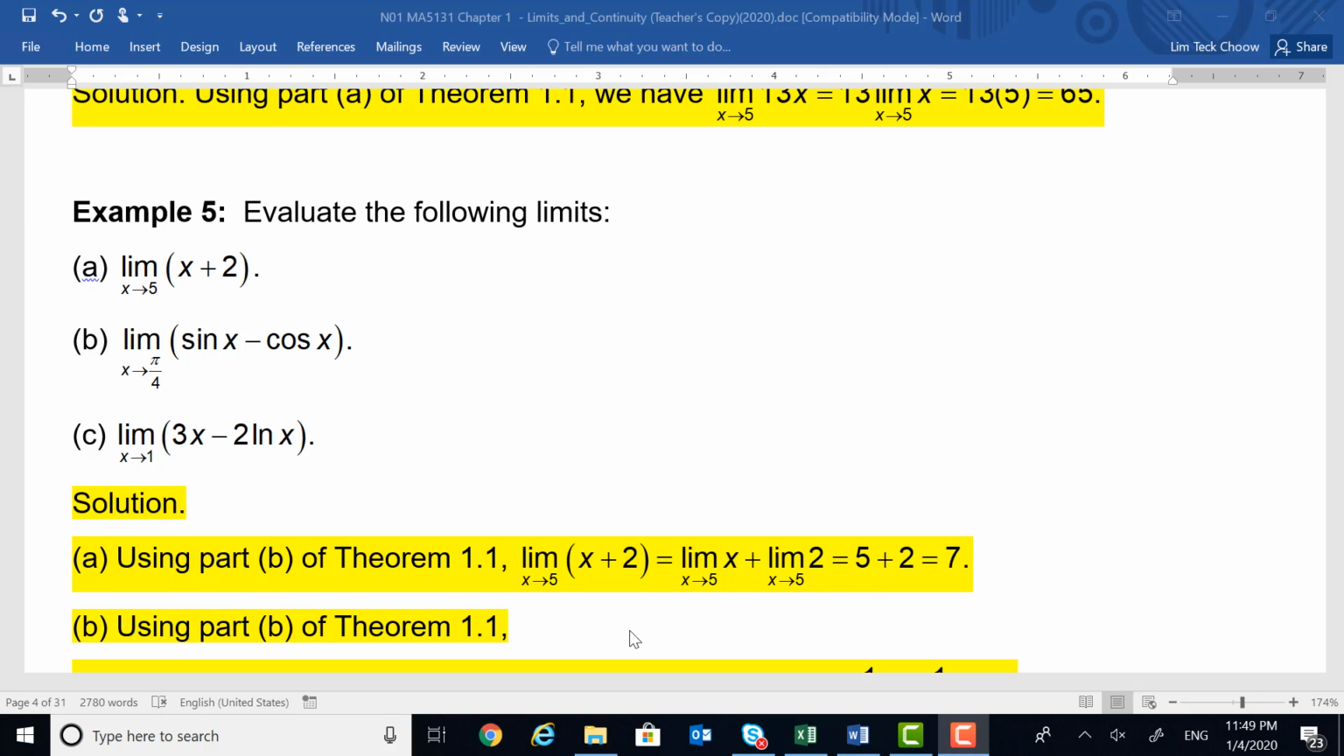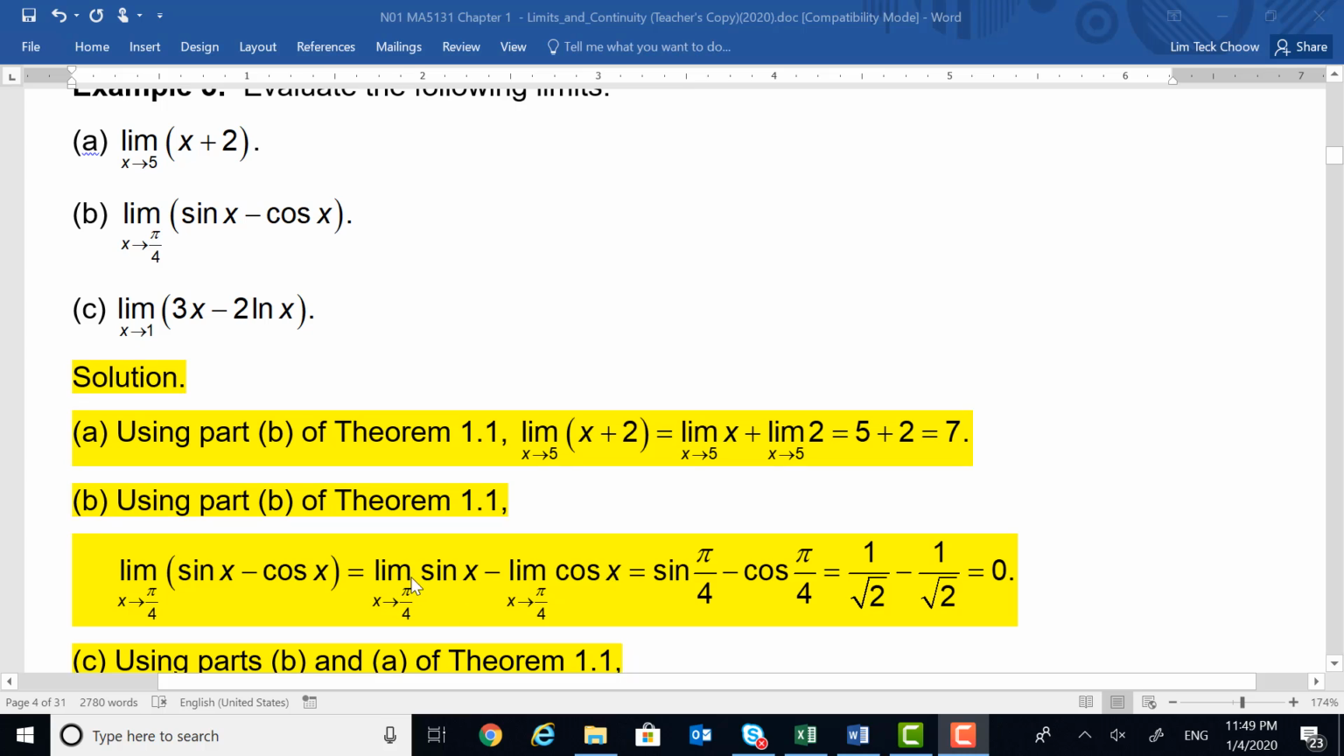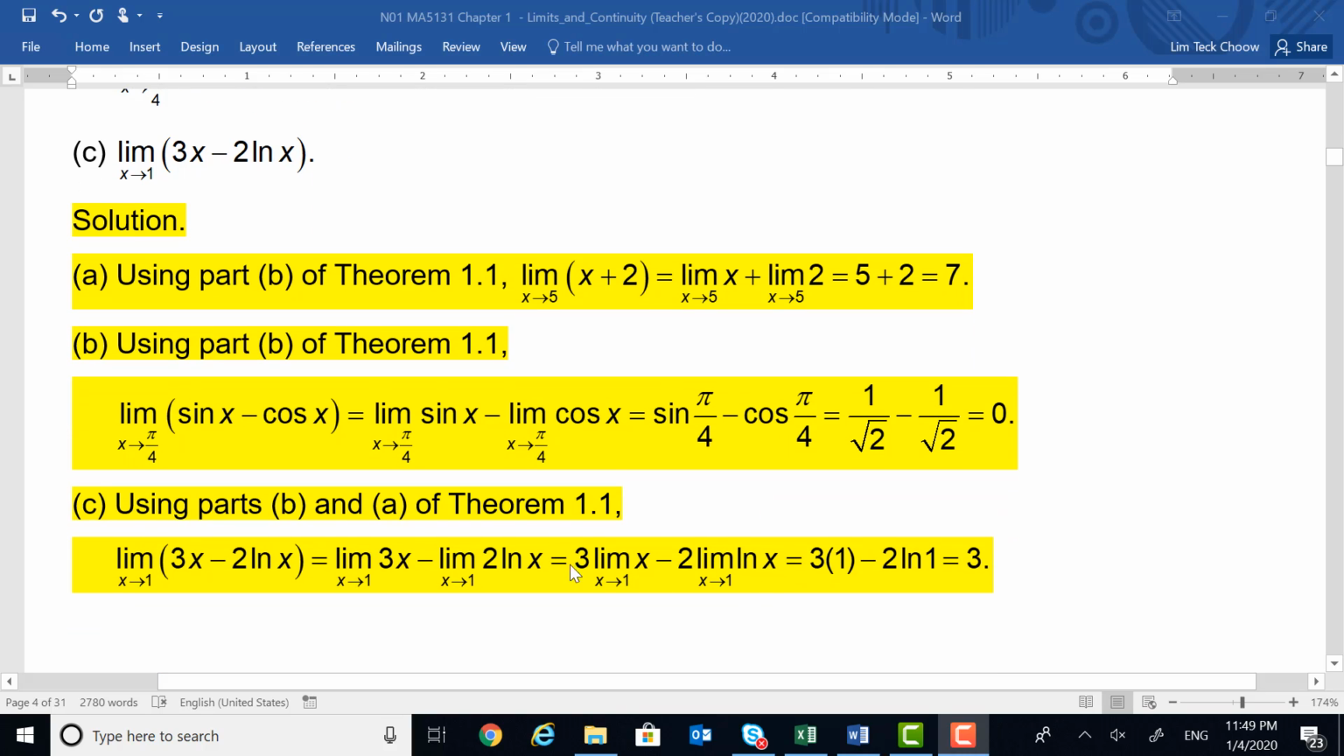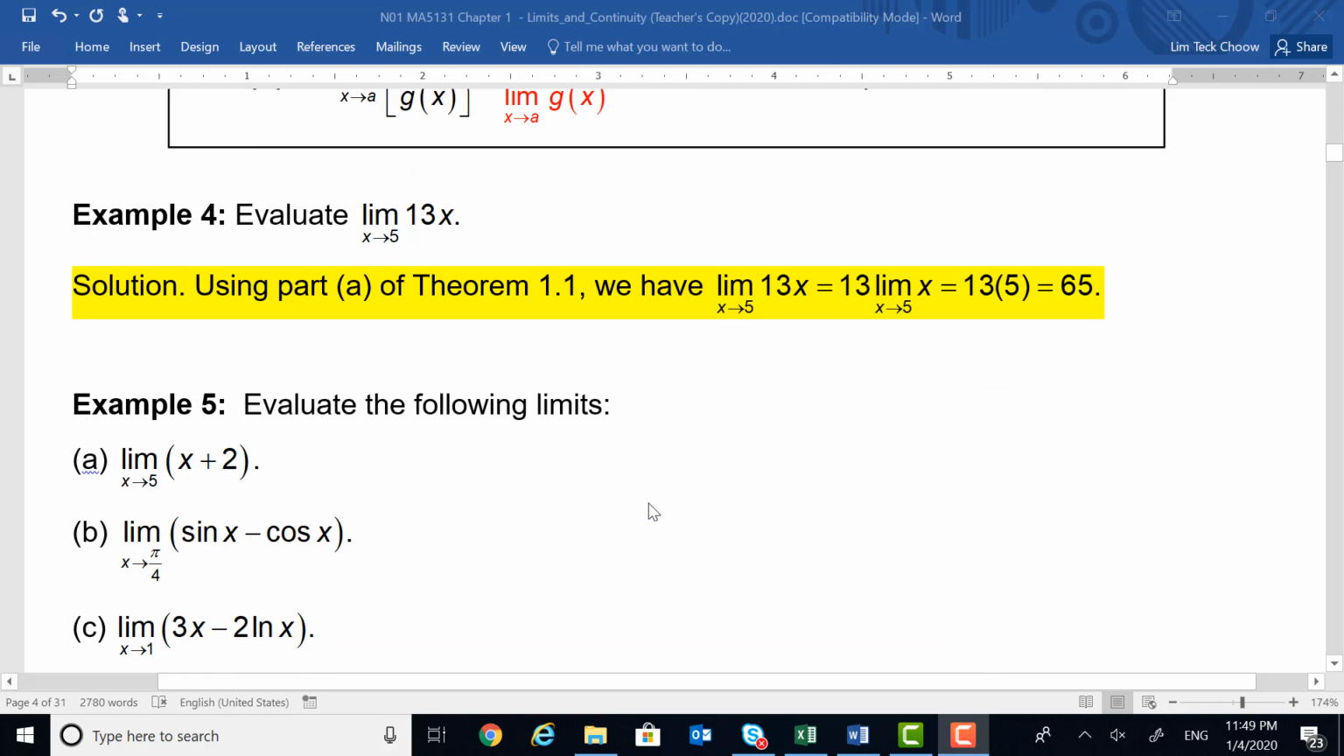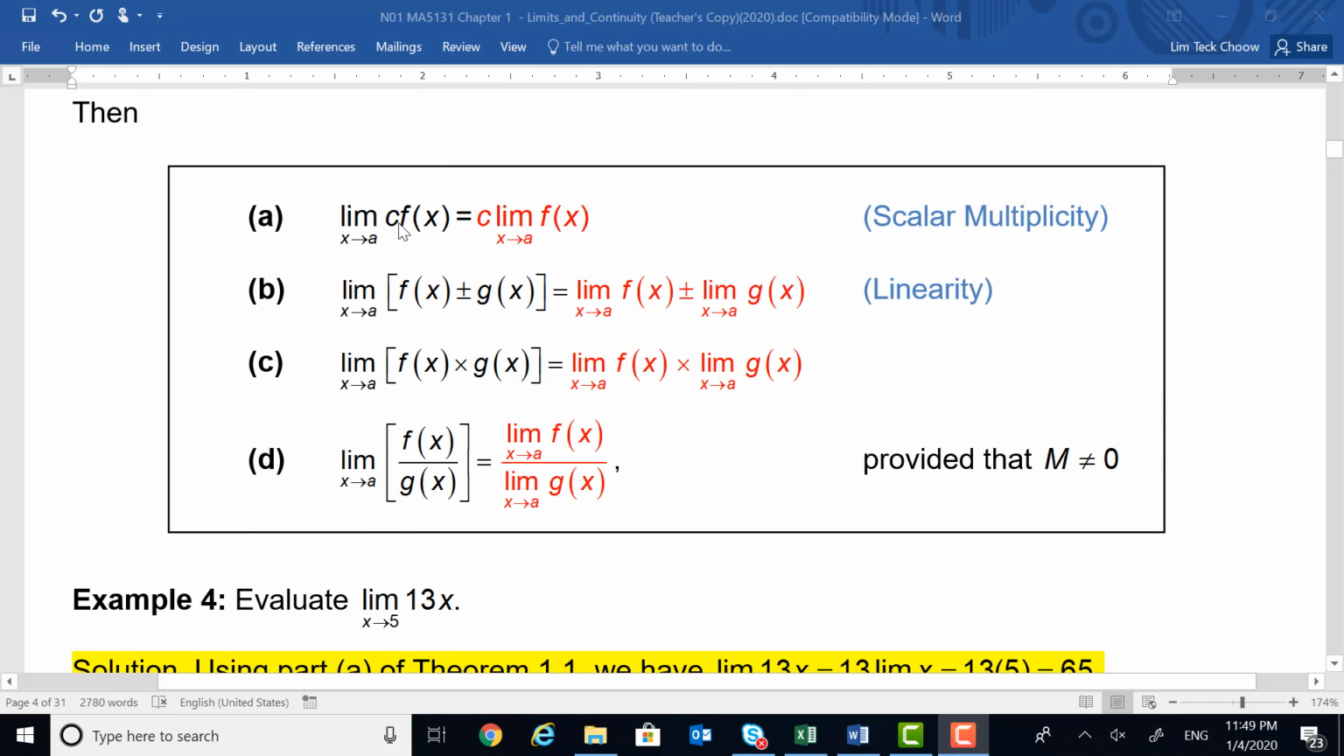And then likewise for part B, you can break them up into two limits, and individually you compute the limits, and then you get this answer. And likewise for part C, I can first and foremost break them out into two limits, and then take out the constant 2 from the result that we saw in Theorem 1.1 part 1. You can see whenever it gets a constant, you can just pull out the constant.